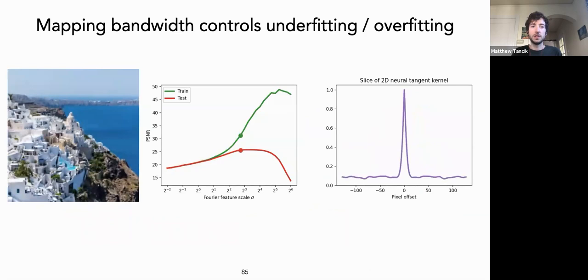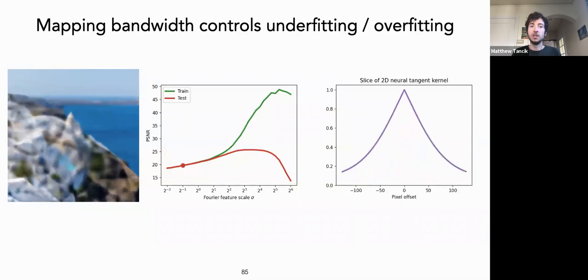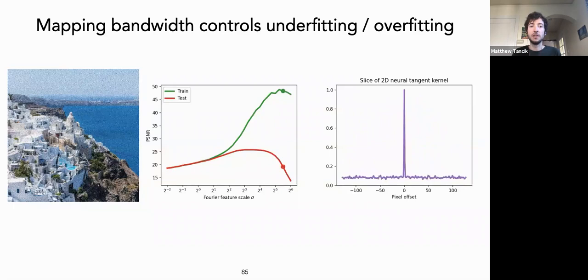And here's a 2D example of the exact same phenomenon. On the right, we have a 1D slice of the NTK for different mapping parameters. And on the left, we have just the image reconstruction. As we can see, as we tune the bandwidth of the NTK kernel, we can transition from this underfitting to this overfitting regime.